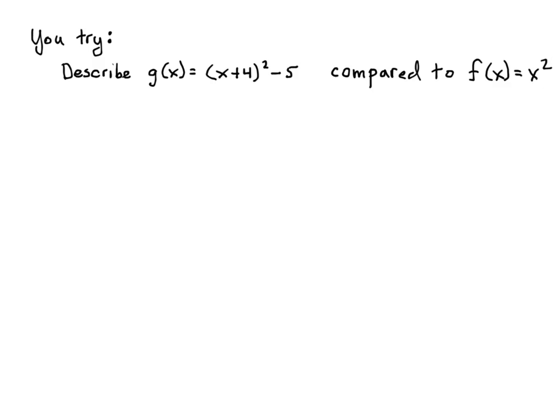This goes back a couple slides now. What does this do now? If I have g at x equals (x plus 4) squared minus 5, how does that compare to x squared? If you can draw a real quick diagram of what x squared looks like, what would you expect g at x to look like, just based on that? What do you think?